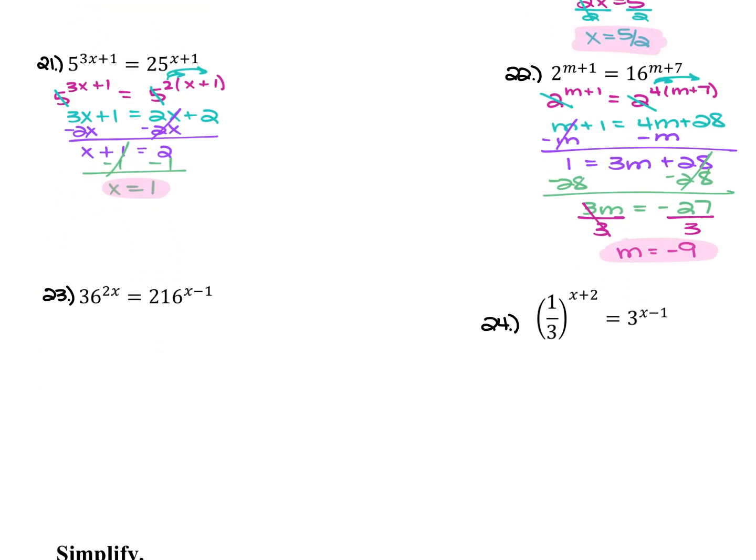For 23, we have 36 to the power of 2x is equal to 216 to the power of x minus 1. 36 is 6 squared. The 216 is 6 cubed. Now that we have the same bases, we're going to cancel them and work with the 4x is equal to 3x minus 3. Subtract your 3x over, and you're left with x is equal to negative 3.